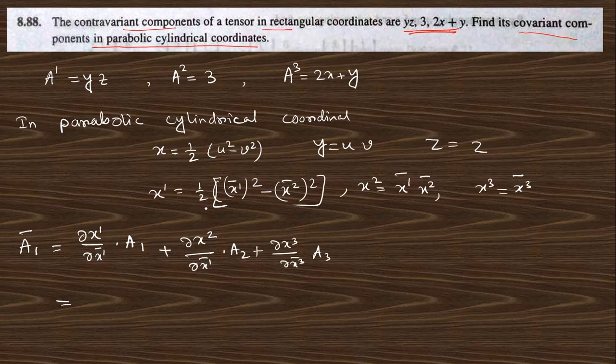So if you differentiate with respect to x1 bar, you get x1 bar into a1, which is nothing but yz, where y is uv. Similarly, you get x2 bar a2, and there is no x3 dependence on x1 bar, so the a3 term will be 0. So put the values: x1 bar is u, a1 equals yz, where y is uv and z is z.